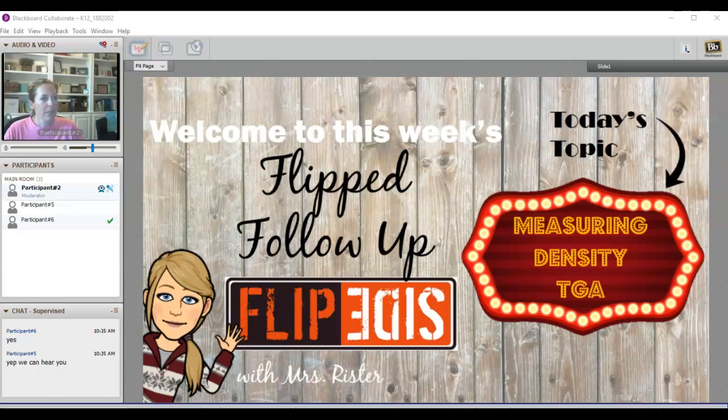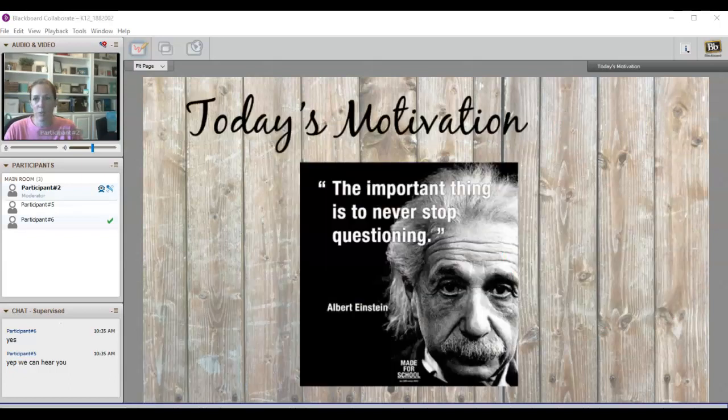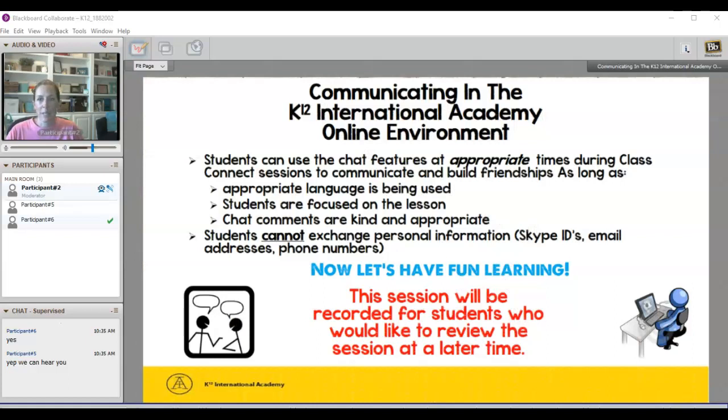All right, so a couple of things I want to show you. Sorry, it's showing me the wrong file, so I'm going to go through this way. I always like to show motivational quotes. So Albert Einstein says the important thing is to never stop questioning. So we will definitely be doing that in the lab today.